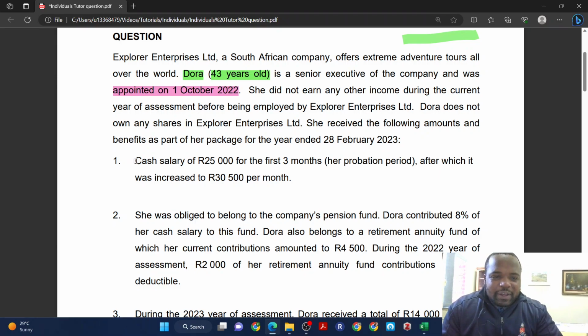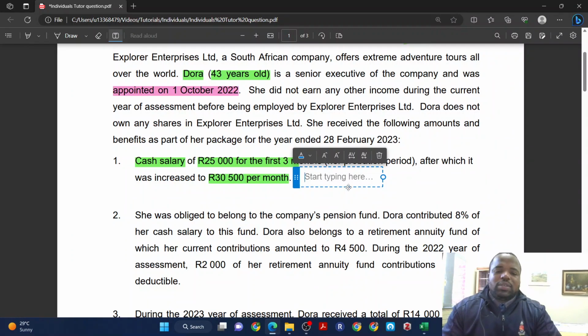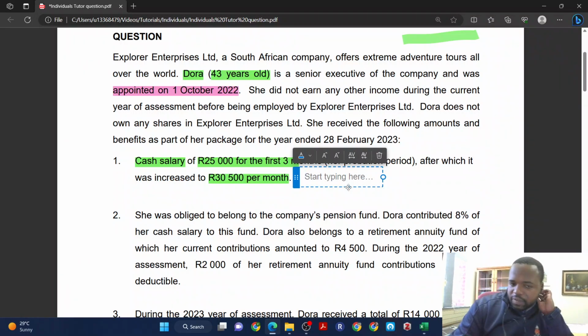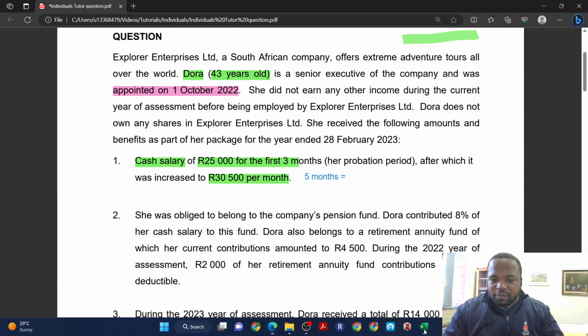So she got a cash salary of 25,000 rands for the first 3 months, her probation period, after which it was increased to 30,500 rands per month. So Dora worked from 1 October 2022: October, November, December, January, February. That's 5 months, 3 of those were at 25,000, and 2 at 30,500. Make a note for yourself when you are reading the scenario.